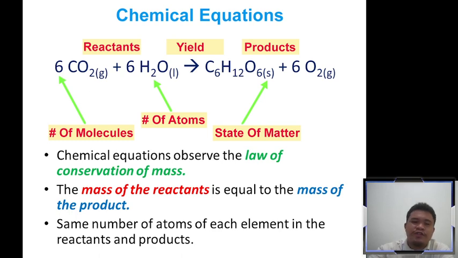So the coefficients here are as follows. As you can see, these are the coefficients, and these are the subscripts here. And chemical equations usually observe what we call the law of conservation of mass, wherein the mass of the reactants is always equal to the mass of the products.